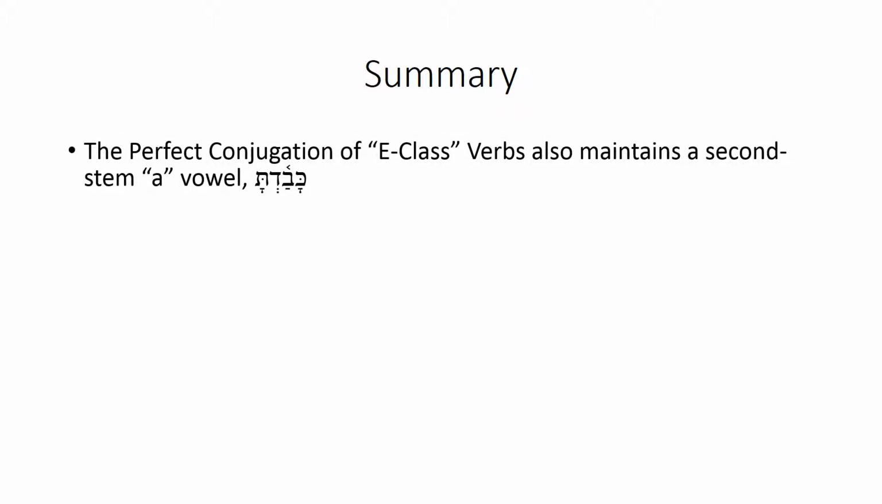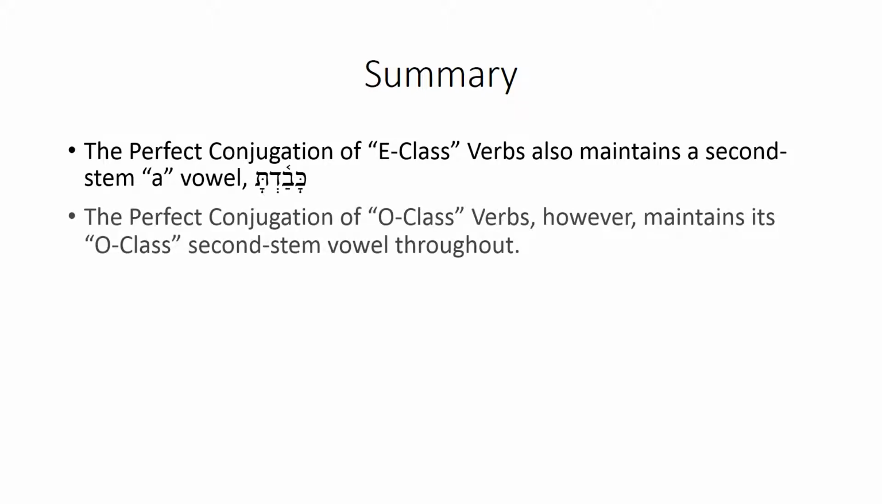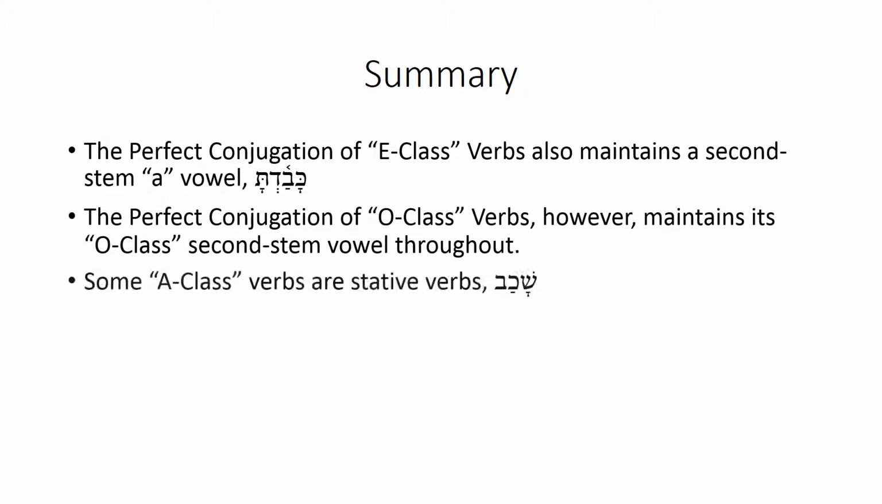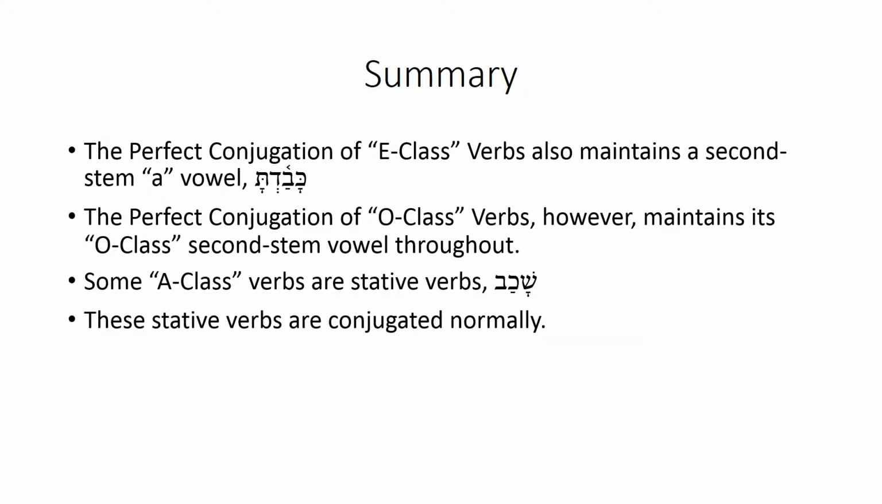We also learned that the perfect conjugation of E-class verbs also maintains a second stem A vowel. Kaved goes to kavadta. We learned that the perfect conjugation of O-class verbs, however, maintains its O-class second stem vowel throughout. So the O-class perfect maintains its O-class vowel throughout the perfect conjugation. There are some A-class verbs that are stative verbs, and shakav is the example. And these A-class stative verbs are conjugated normally.